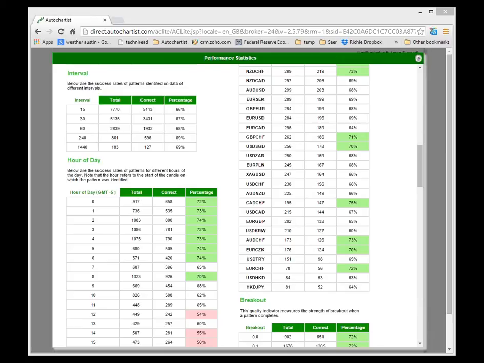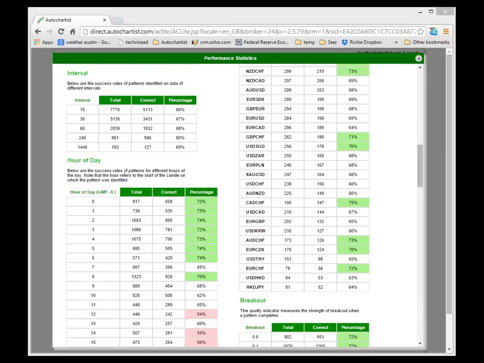Again, it's up to you. It's up to your trading style about what you actually want to look at. But certainly you can set the search criteria to only horizontal patterns. I give much greater weighting to the horizontal patterns than I do to any other trending patterns.